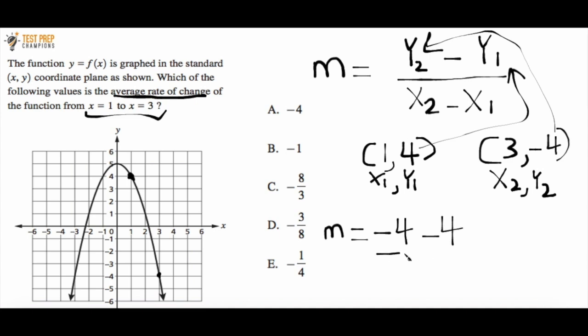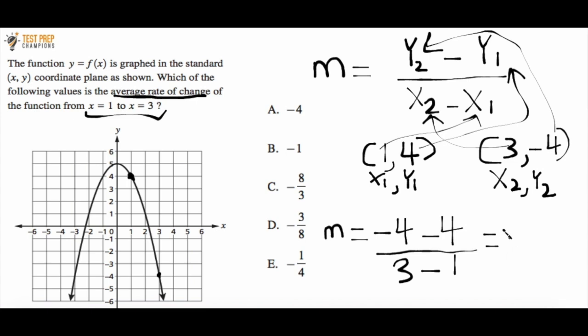Now I'm going to do the same with x2 and x1. x2 is 3, so 3 is going to go in here. And then my x1 is 1, so 1 is going to get plugged in here. This is what I have: slope equals -4 minus 4 divided by 3 minus 1.